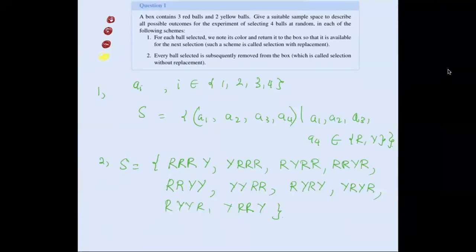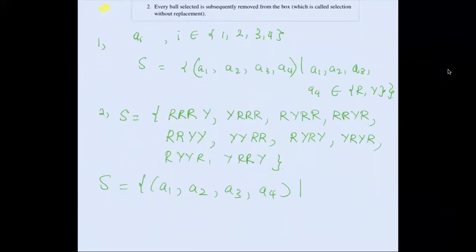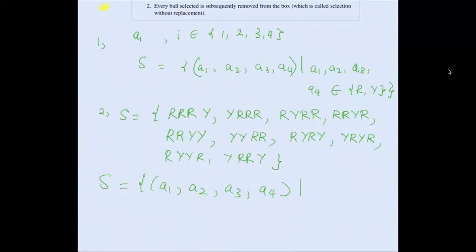Can you read out the set builder answer for number 2? Yes. So you can have this, A1, A2, A3, A4. Let's see. So you will have that.